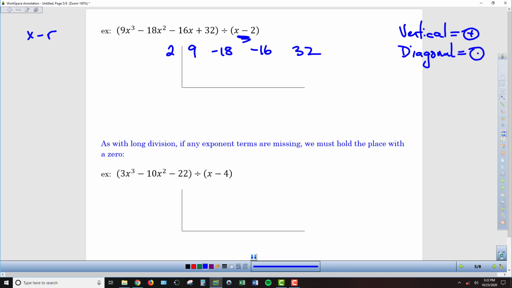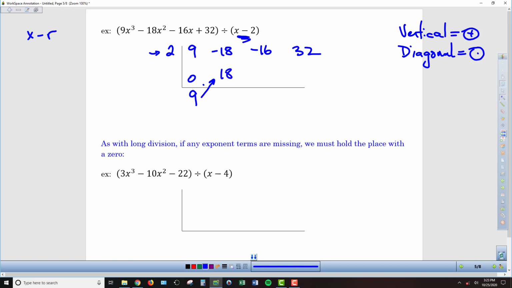So, to kickstart us, I just bring that first number down. Again, we can think of this as being a 0 here holding the place. So 9 plus 0 is just 9. Now I'm ready to multiply. So this direction here, I'm going to multiply 9, the number I have down here, times the 2, the divisor. I always go back and multiply by the divisor. So 9 times 2 is 18.